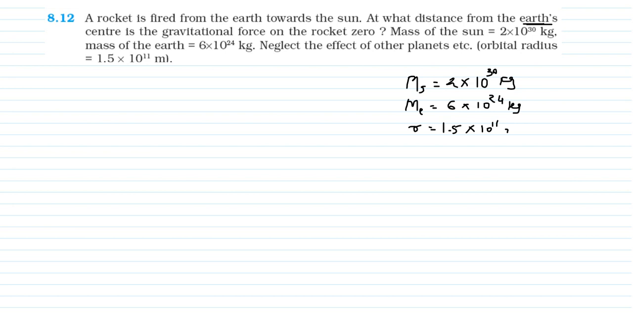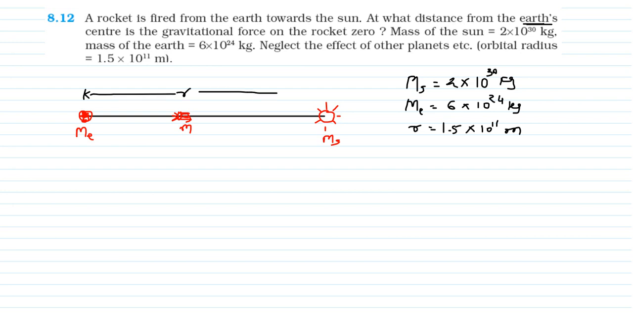Friends, here we will look at it in this way. For example, a rocket is fired from the earth towards the sun. Okay, that means here you can say it is earth and it is sun. And suppose here is our rocket. You can say m is the mass of the rocket, me is the mass of the earth and ms is the mass of the sun. Right, and earth to sun, suppose this distance we are considering r. Now suppose from here this distance is x, so this distance will be r minus x.